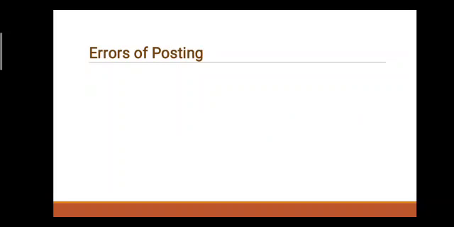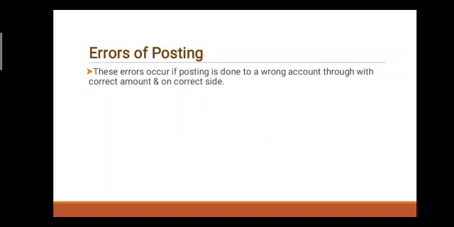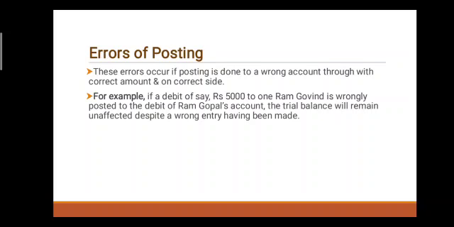Fourth, errors of posting. These errors occur if posting is done to a wrong account though with correct amount and on correct side. For example, if a debit of say rupees 5,000 to one Ram Govind is wrongly posted to the debit of Ram Gopal's account, the trial balance will remain unaffected despite a wrong entry having been made.